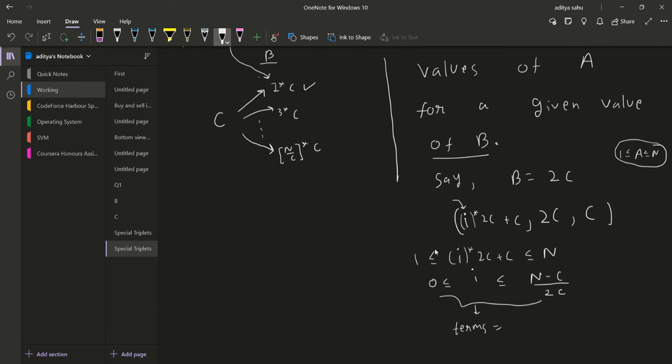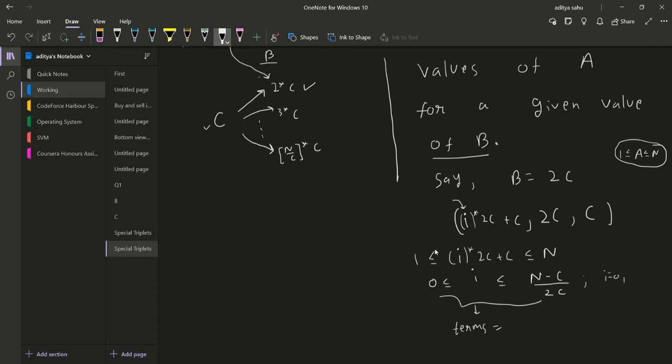Because for a given value of c, we have a value of b, and for this c and b, how many a exist? That's what I'm looking for. So those many a exist for which this i value is greater than or equal to 0 and less than or equal to (n minus c) by 2c. So for each value of i, there will be a corresponding unique value of a.